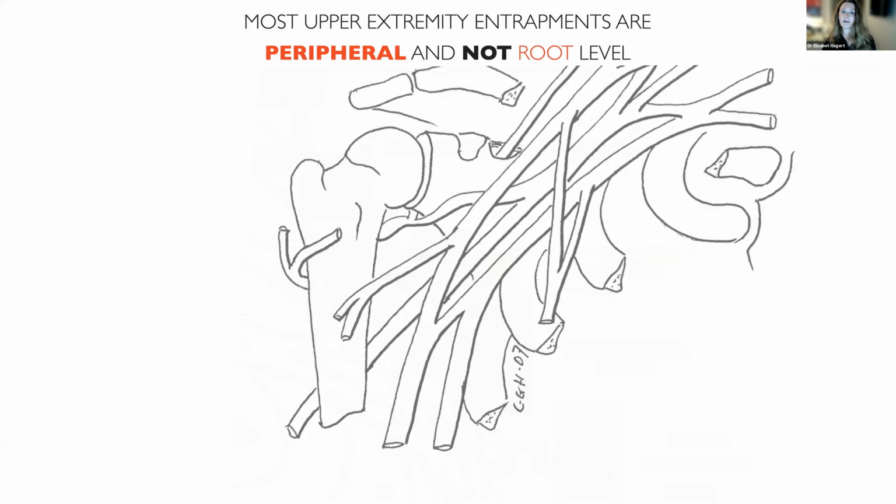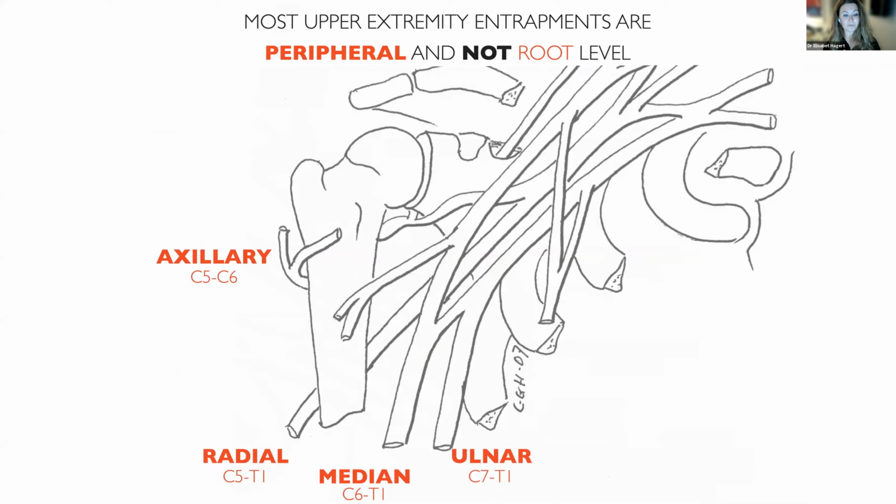But we all know that most of the upper extremity nerve entrapments are peripheral and not found at a root level, meaning that if you have an axillary nerve problem, it's going to be C5, C6 root, radial C5 to T1, median C6 to T1, and ulnar C7 to T1.